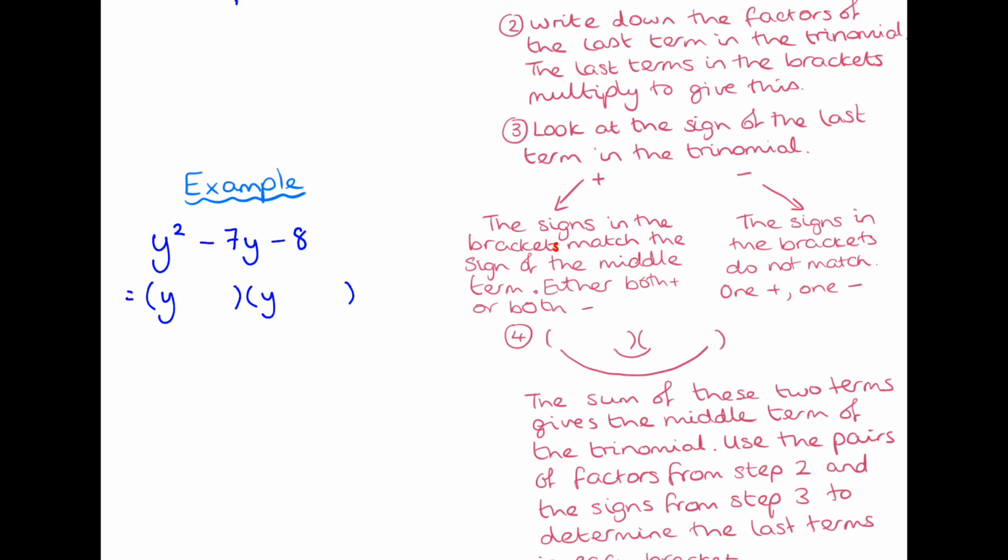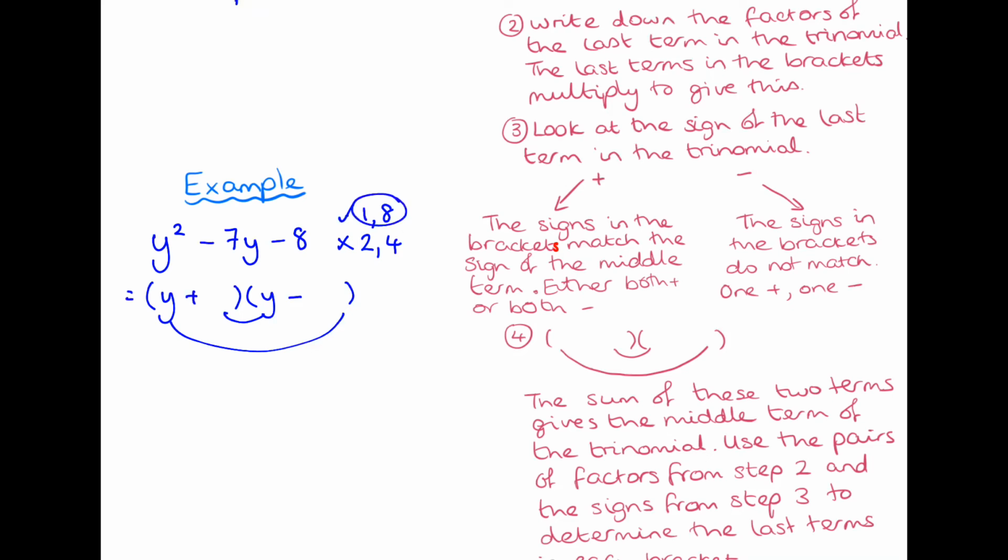Then we write down the factors of 8, 1 and 8, 2 and 4, and then we consider the sign of the last term. So this last term is negative, so the signs in the brackets do not match. We need 1 plus and 1 minus. Okay, so when we're considering this and this, we need to bear in mind that they're going to combine together to give us negative 7. Okay, so we can make 7 out of 1 and 8. We cannot make 7 out of 2 and 4, can we? So it doesn't matter what signs we use, we can't make 7 out of that.